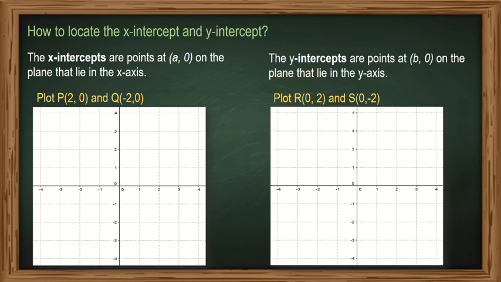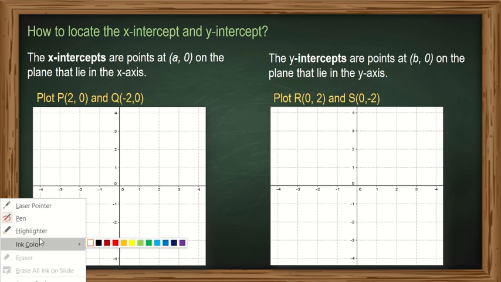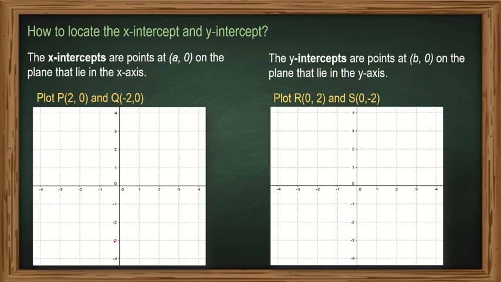Okay. So, please be reminded that the x-intercepts are points (a, 0), where a could be any real number on the x-axis, on the plane that lies on the x-axis. So remember that x-intercepts should lie on the x-axis here. Say, plot or locate the points P and Q. Let's have point P first.